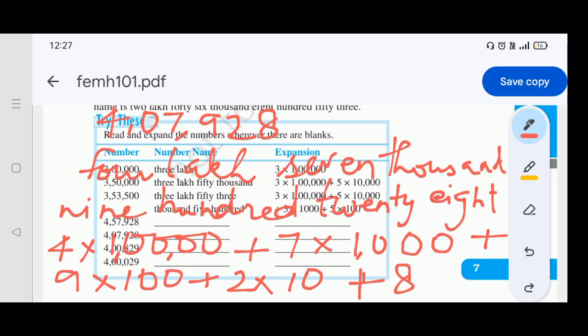So the next question is 4,07,928. I have written the number name 4,07,000. There is no 10,000's place, so we can directly write 7,928. So 4 into 1 lakh plus 7 into 1,000 plus 9 into 100 plus 2 into 10 plus 8 is the expansion for the number 4,07,928. Moving on.